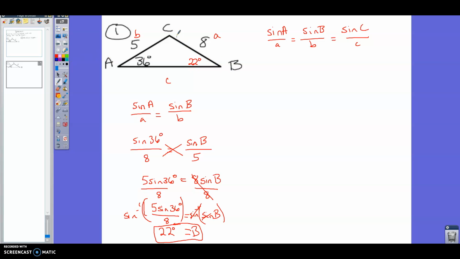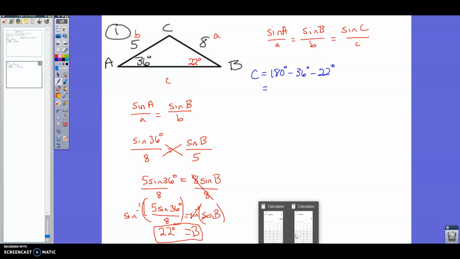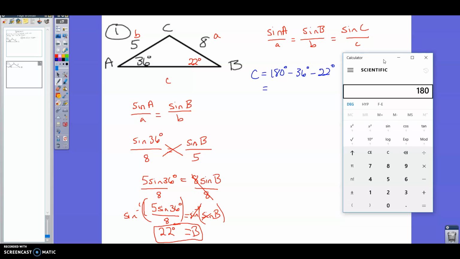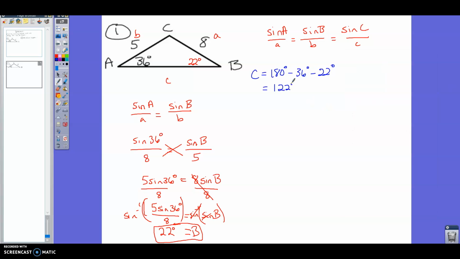So what we need to solve for now is angle C and side C. Now the easiest thing to find first is going to be angle C because we know there's 180 degrees in a triangle. So if we take the other two angles, which are 36 and 22, and we subtract them, that's going to tell us the missing angle. So we get 122. So that's angle C.